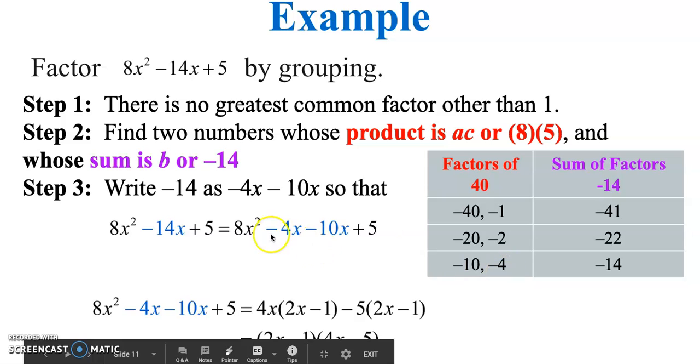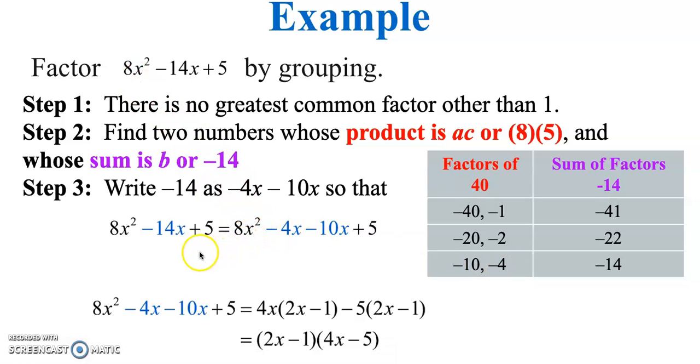So negative 10 and 4. So 8x squared gets brought down. Okay. Instead of negative 14x, I'm going to put negative 4x, negative 10x, because those are the factors I found, and then my 5x gets brought down. Okay. Again, I know it's confusing. Just keep trying and you'll get there.